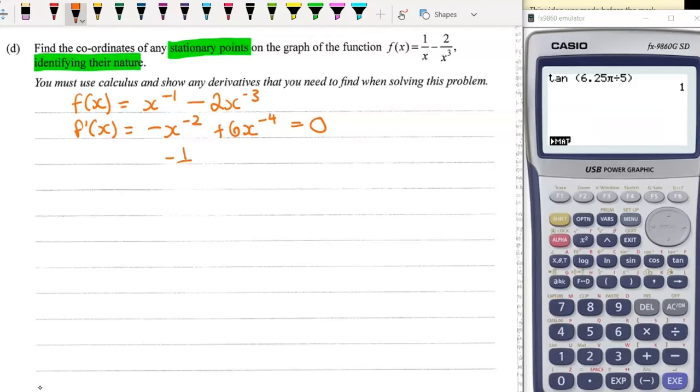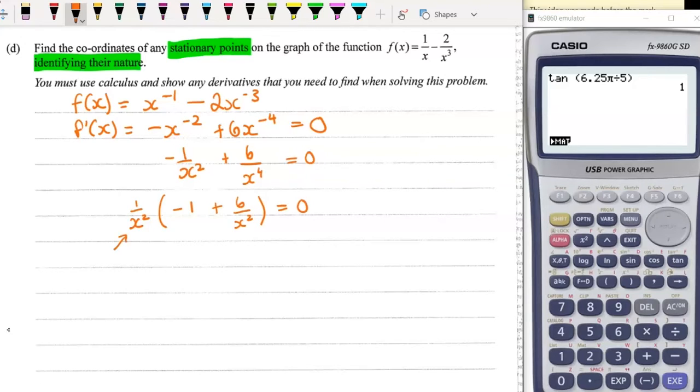Now that's 1 over x squared. This is 6 over x to the 4. And solving for that equal to 0, we can take out a factor of 1 over x squared from both of these. This will be a minus 1. This will be a plus 6 over x squared, equals 0.